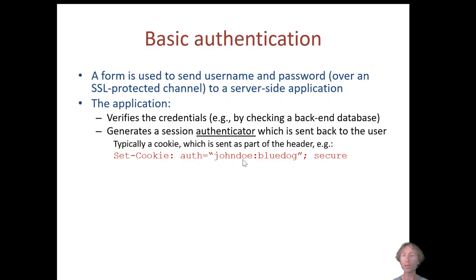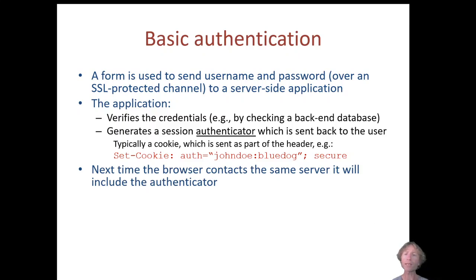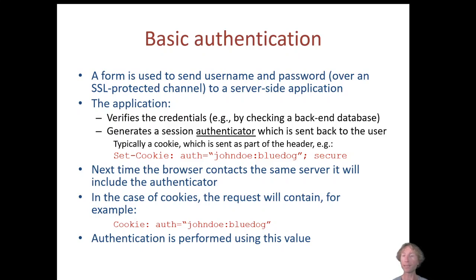Okay, so here we have a cookie where the authentication value is John Doe Blue Dog, and here it indicates the secure flag is set. So that means that this cookie, and this is a very good thing, can only be sent over a secure connection, over an HTTPS session. Okay, so that's great. And next time the browser will contact the same server, it will also include that authenticator. In this case, it will, for instance, have the cookie set, and the authentication is performed using this value.